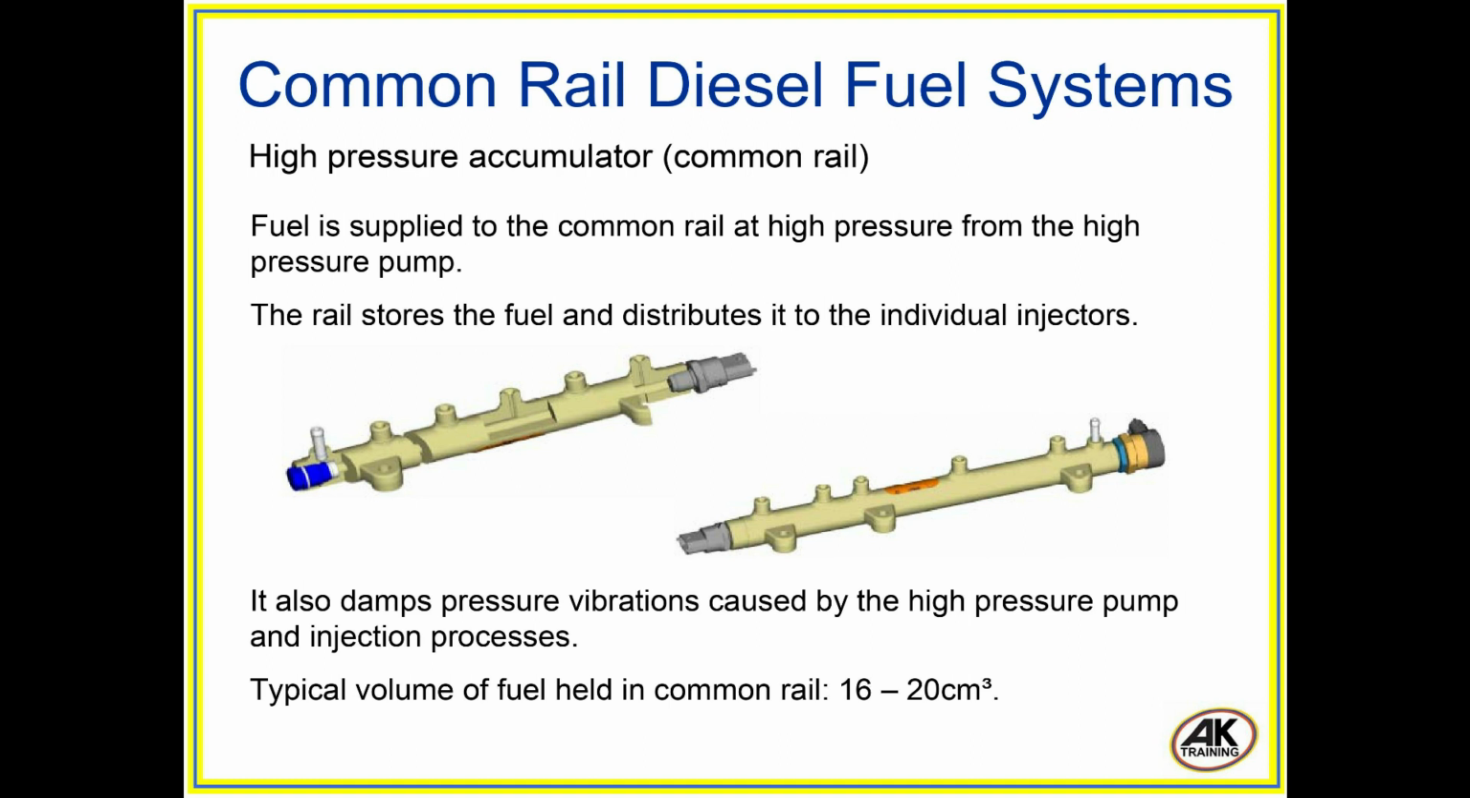High pressure accumulator, common rail. Fuel is supplied to the common rail at high pressure from the high pressure pump. The rail stores the fuel and distributes it to the individual injectors. It also damps pressure vibrations caused by the high pressure pump and injection processes. Typical volume of fuel held in the common rail, 16 to 20 cubic centimeters.